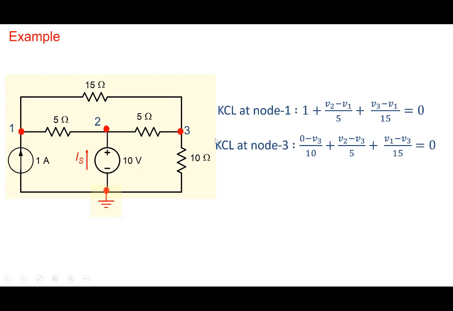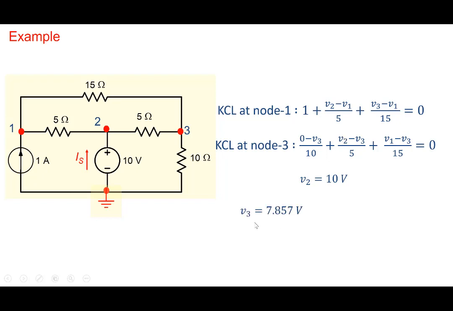We can write KCL at node 3 here. So this is the current coming from the bottom, (0 minus V3) by 10. Current coming from the left here, (V2 minus V3) by 5. And then current coming from the top here, (V1 minus V3) by 15. And we already know V2 equals 10 volt. If this is 0, then this is 10 volt here. So we basically have two unknowns here. We don't know V1 and V3. And we have two equations, and we can solve them to get the answer.